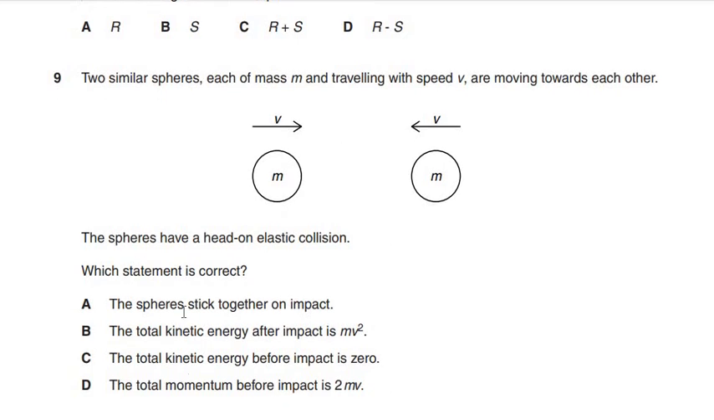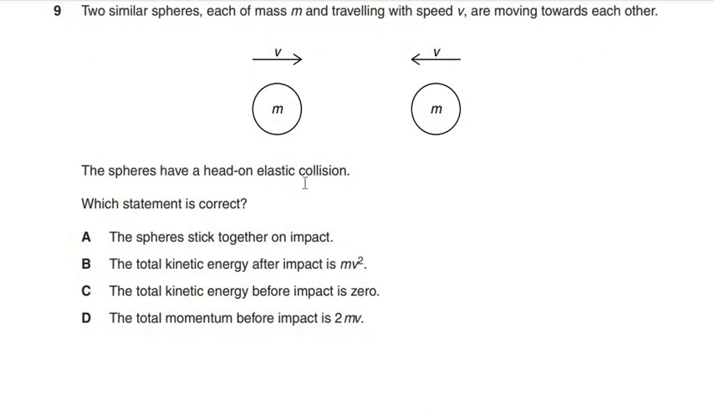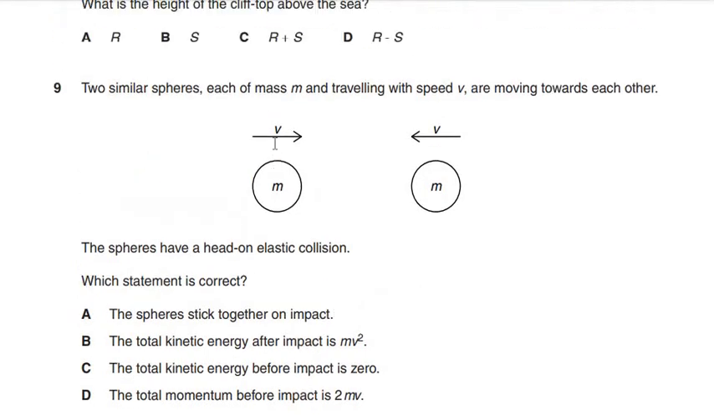Which statement is correct? Well, if it's a head-on elastic collision, that means what? Kinetic energy is conserved. Speed of approach is going to be equal to speed of separation. So let's see. What's the total kinetic energy before the collision? It's going to be half mv squared plus half mv squared, which is basically mv squared. A. Spheres stick together on impact. Impossible. That's a totally inelastic collision. B. Total kinetic energy after the impact is half mv squared. That is the correct answer.